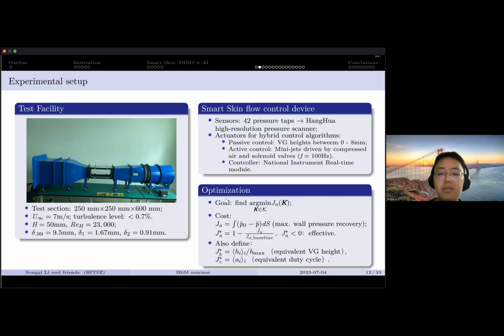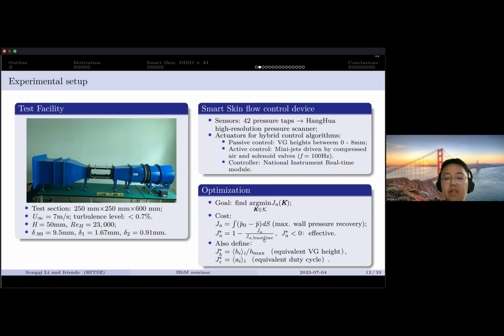So our goal is to minimize the cost function. Here we use a cost function related to the wall pressure distribution, and we want to maximize the wall pressure recovery on the pressure taps of the ramp. And to better visualize the optimization results, we also made a normalization of the cost function based on this equation.